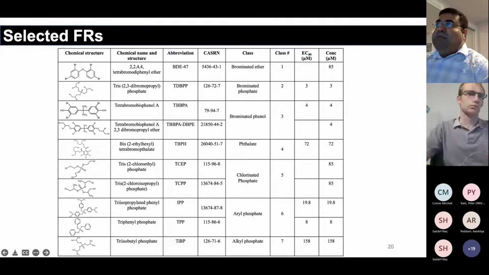For some chemicals, there were no EC80s because we did not see substantial phenotypic morphological effects. So for these chemicals, the exposures for mRNA and microRNA profiling were done at a limit concentration of 85 micromolar. These are the actual concentrations that were used for the molecular profiling.